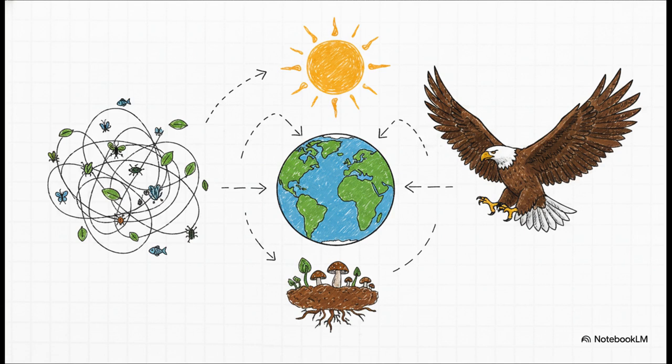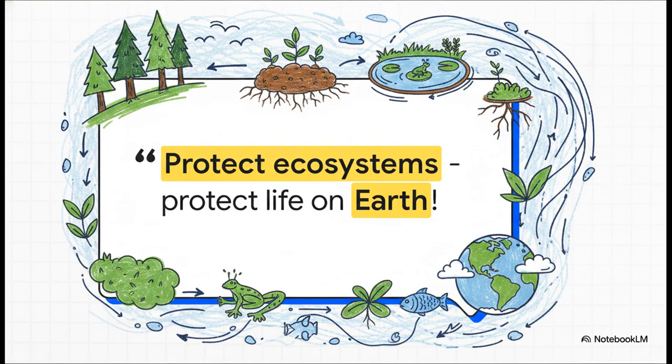Fourth, ecosystems are stable when they have complex webs. And finally, every single role is important. From microscopic bacteria to a soaring eagle, every living thing has a vital job. So the crucial point is this: our planet is one giant, beautiful, fragile system of connections. Protect ecosystems, protect life on Earth.